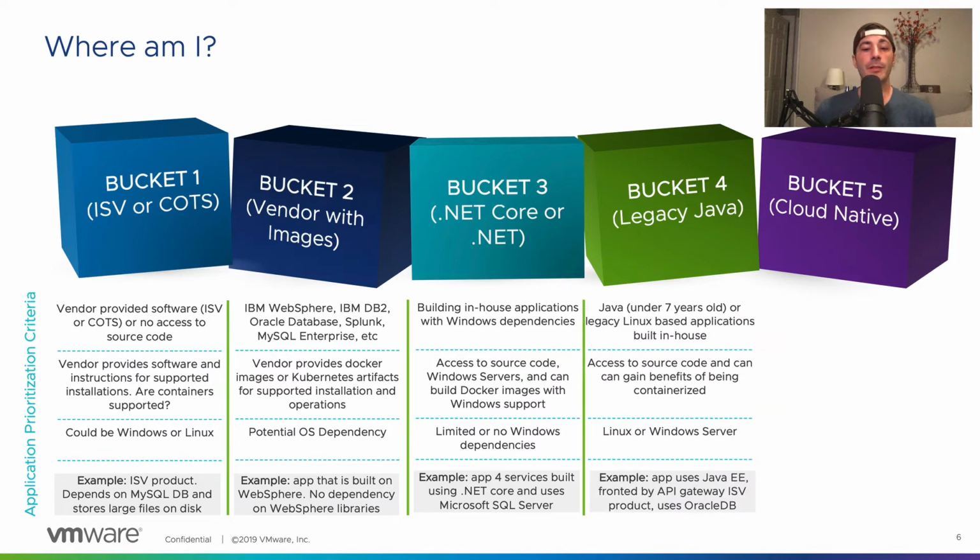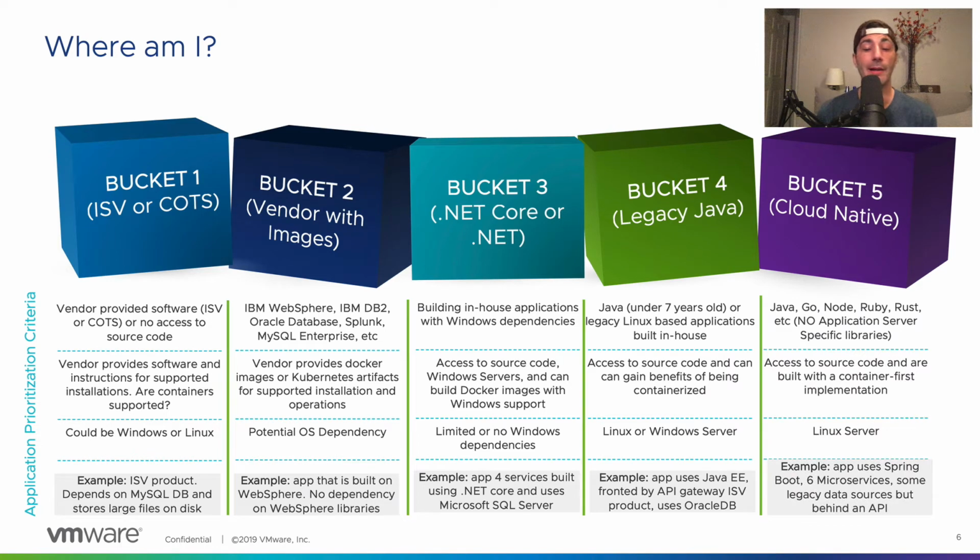Now, bucket 4 is legacy-ish applications. These are 5, 6, 7-year-old applications. They're still built with Linux primitives. They still have dependencies, maybe based upon a particular operating system or anything like that. However, they're easy to get started with, because I can wrap these up into a container. They might not be very lightweight, but I can wrap them up in a container nonetheless, and I can have a nice operating runtime environment able to use them as well.